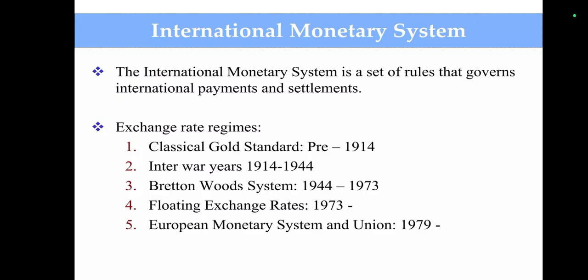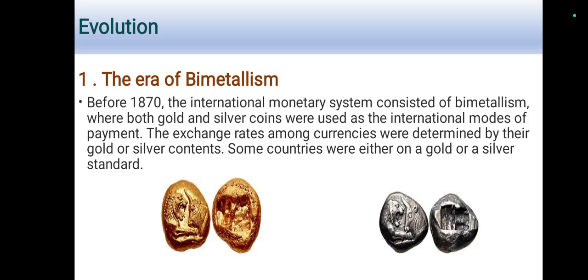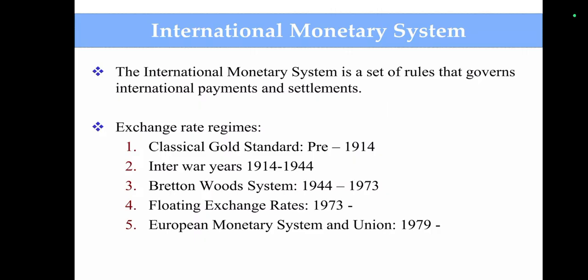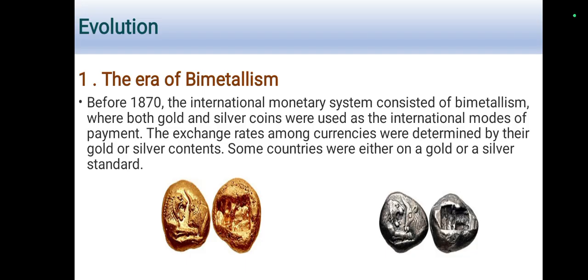This should go from top to bottom, but I gave the era of bimetallism in a separate slide, so that in many of the books you can find these five types. So the era of bimetallism is the starting or first phase. Bimetallism itself represents that two metals are involved in framing the international monetary system. Before 1870, the international monetary system consisted of bimetallism, where gold and silver coins were used as international modes of payment. If you want to make any kind of payment internationally, in a cross-border transaction, then you have to make the payment in silver and gold denominations.